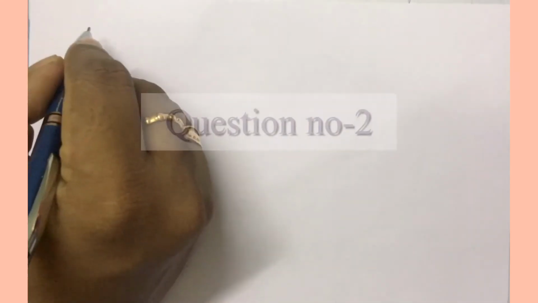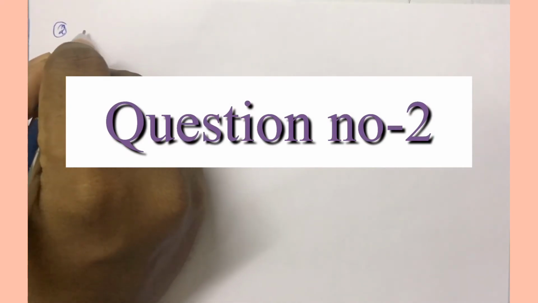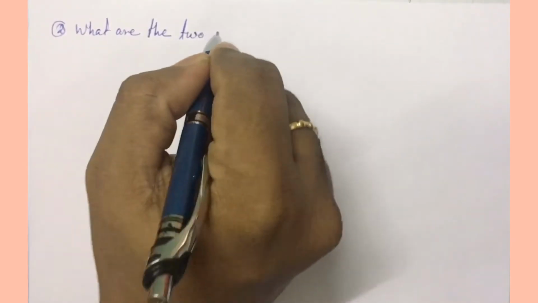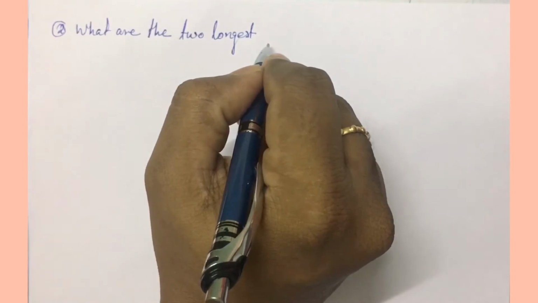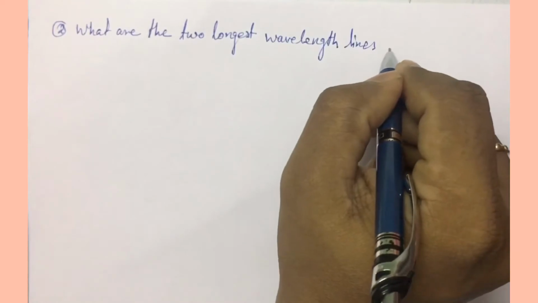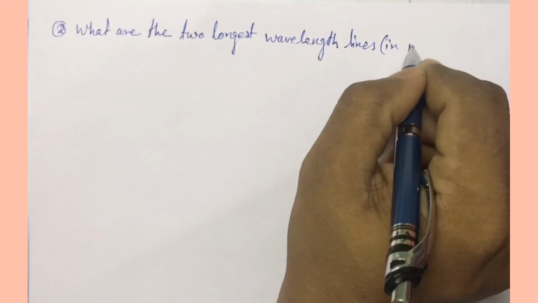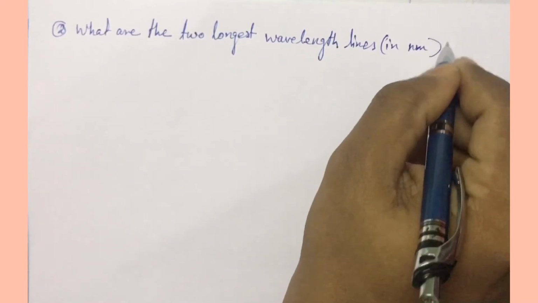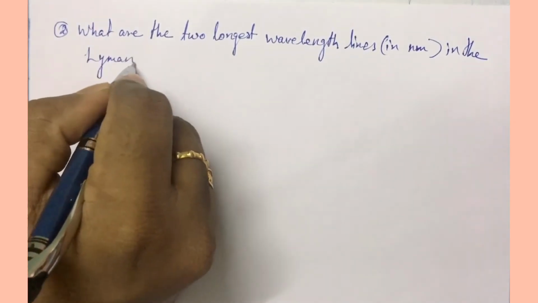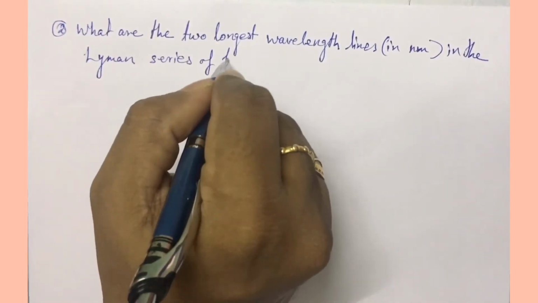Second question: what are the two longest wavelength lines, in nanometers, in the Lyman series of the hydrogen spectrum?